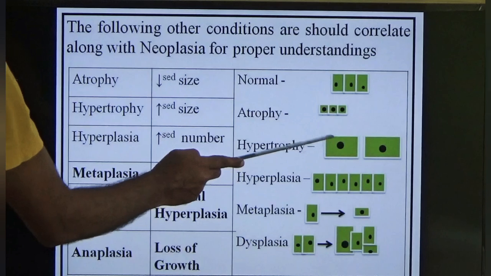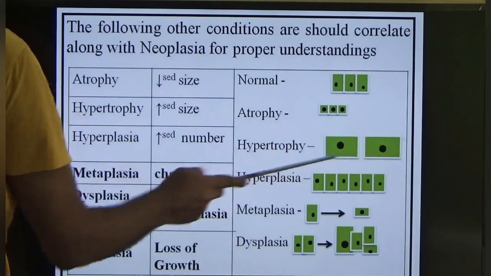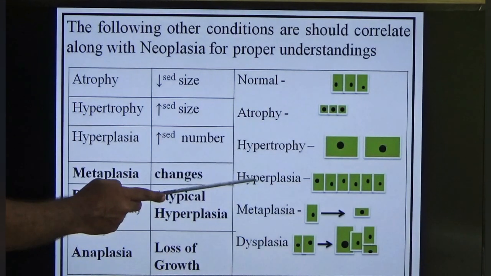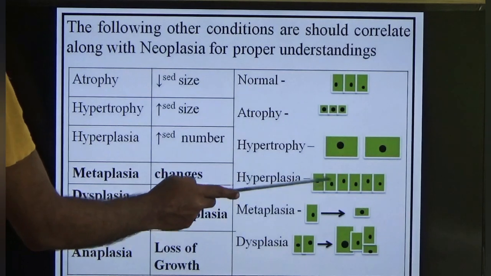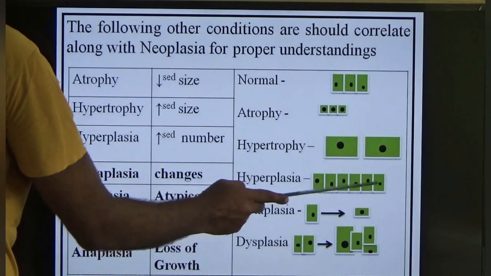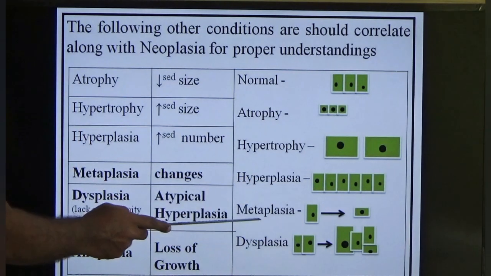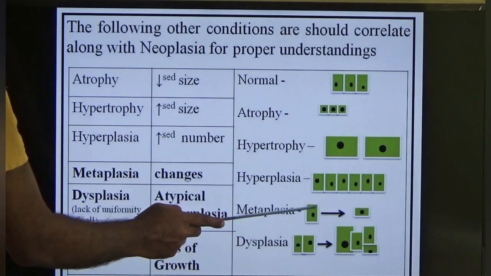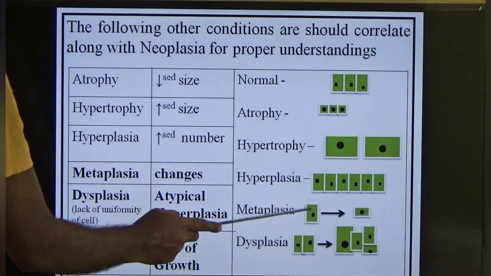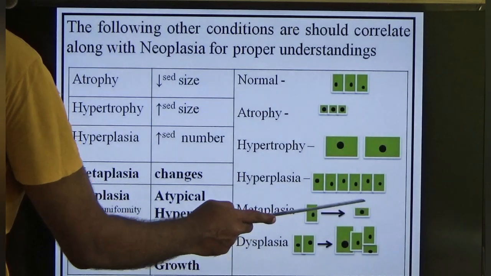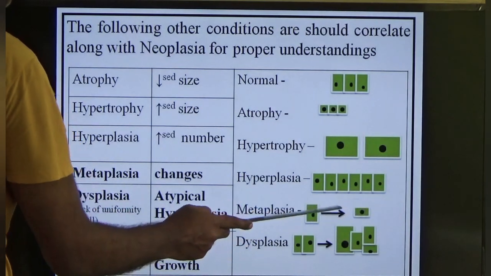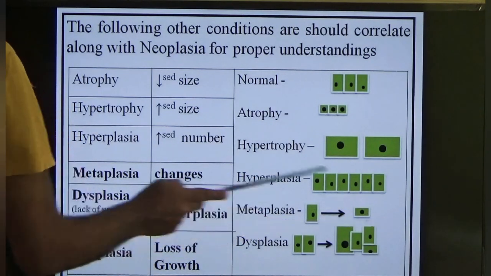Okay, what is hypertrophy? Increase in the size of the cells is known as hypertrophy. Okay, what is hyperplasia? Increase in the number of the cells is known as hyperplasia. Okay, what is metaplasia? Any one epithelial or mesenchymal cell changes into another epithelial cell or mesenchymal cell. It is known as metaplasia.